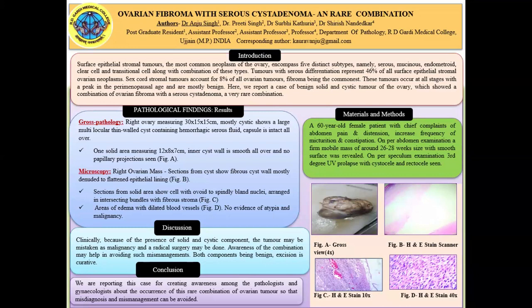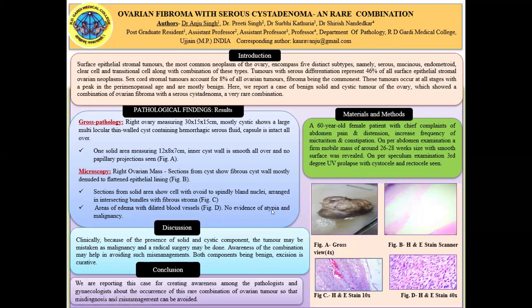Gross pathology: the right ovary measures 30 x 5, 15 x 15 centimeters, mostly cystic, a large multilocular thin-walled cyst containing hemorrhagic serous fluid. The capsule is intact all over. There is one solid area measuring 12 x 8 x 7 centimeters. The inner cyst wall is smooth all over and no papillary projection is seen. Now see figure A.